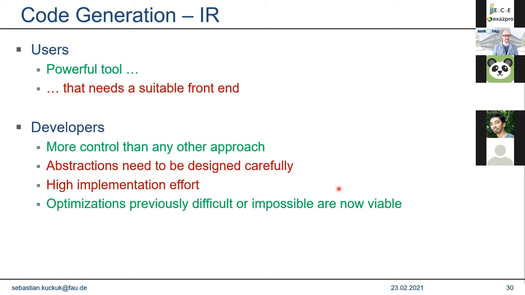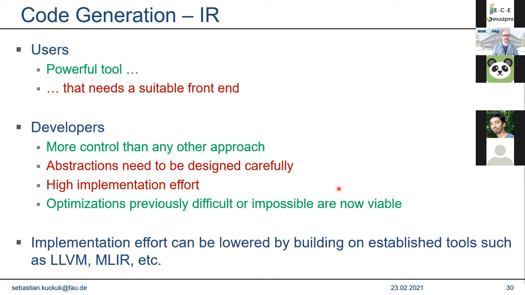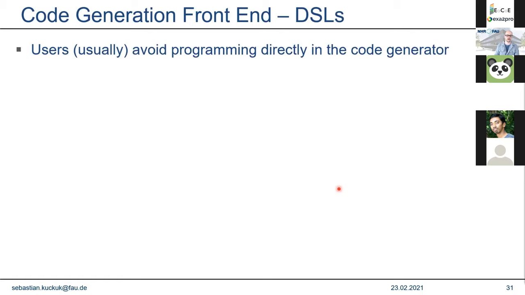And of course, just to be complete, this implementation effort could be lowered by using an established tool and building up on LLVM, MLIR or something other than that. But again, depending on the abstractions that you need, this might be too concrete and not abstract enough. That depends. Okay, so coming back to the issue of the user. The user doesn't really want to implement in the code generator directly, usually anyway.